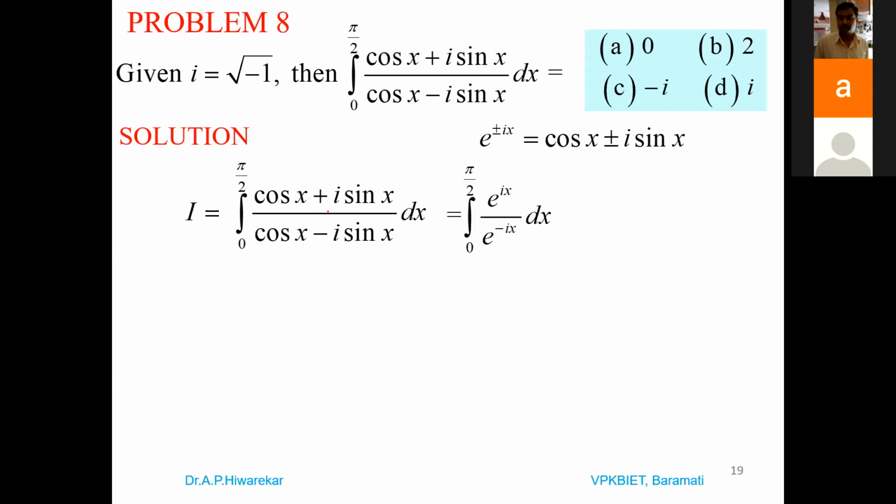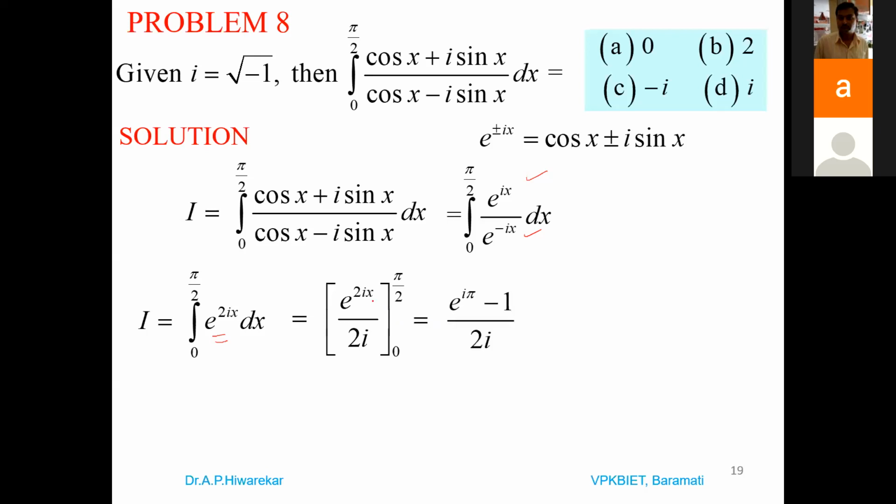And from that you can write this as e power ix, denominator as e power minus ix, and integrand will be e power 2ix dx. And integration of e power 2ix dx is e power 2ix divided by 2i from 0 to pi by 2. So put x as pi by 2, so you are getting e power i pi. And for the lower limit, we know e power 0 is 1.